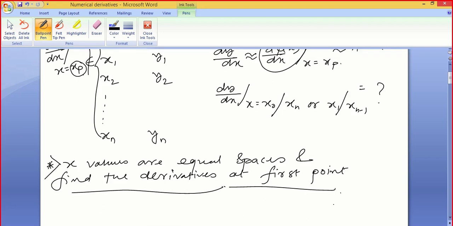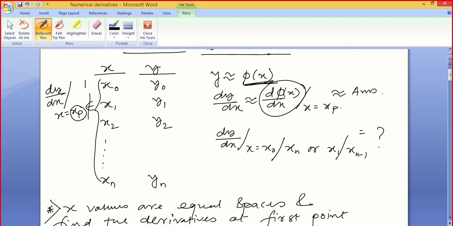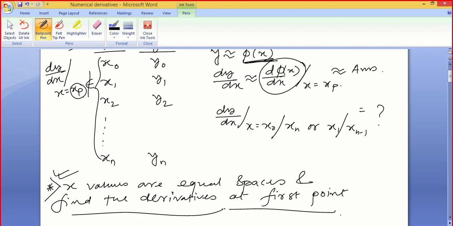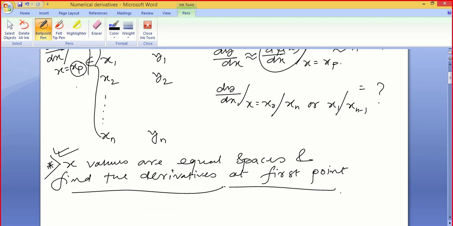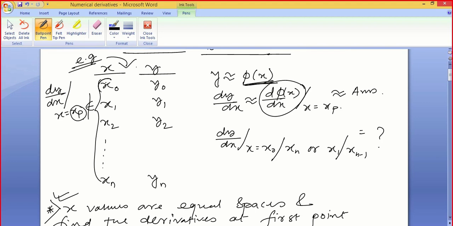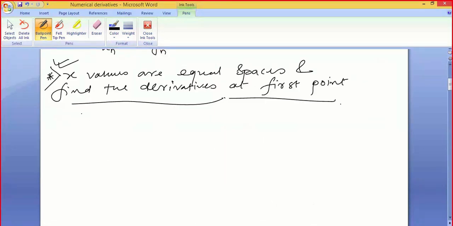Now tell me, if these data sets are given to you, for example, which interpolation technique will we use for this question? First point means that is x0. X0 is lying at the beginning neighborhood, so obviously that is forward interpolation. Means we will use the Newton forward interpolation technique.